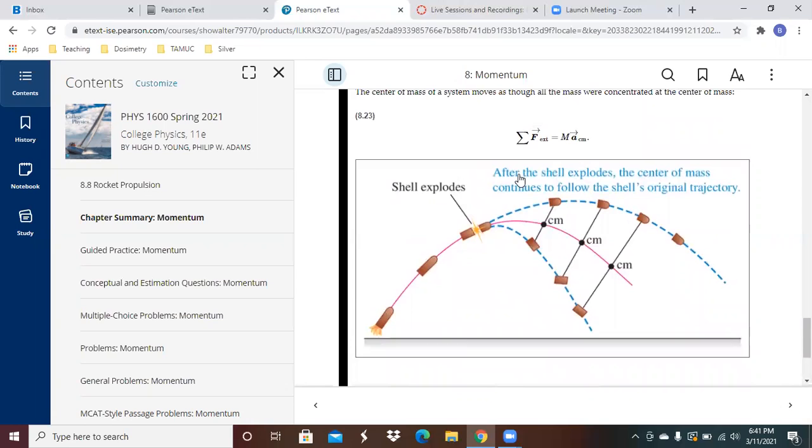So here's an example. You got a shell that's moving like this, and then boom, it explodes. Center of mass continues to follow the shell's original trajectory. In other words, this object, while it might have split apart, the shell is falling this way, and whatever this warhead happens to be is traveling along this path now. It's going to behave as though the center of mass, as if the motion of this thing never separated, is following along the center of mass.